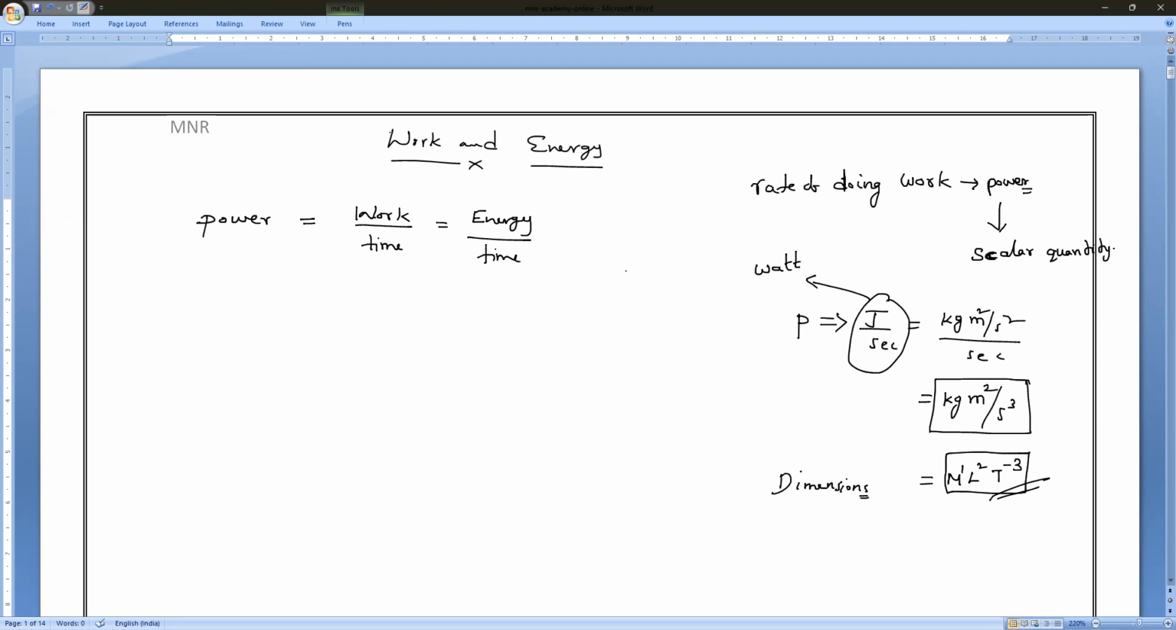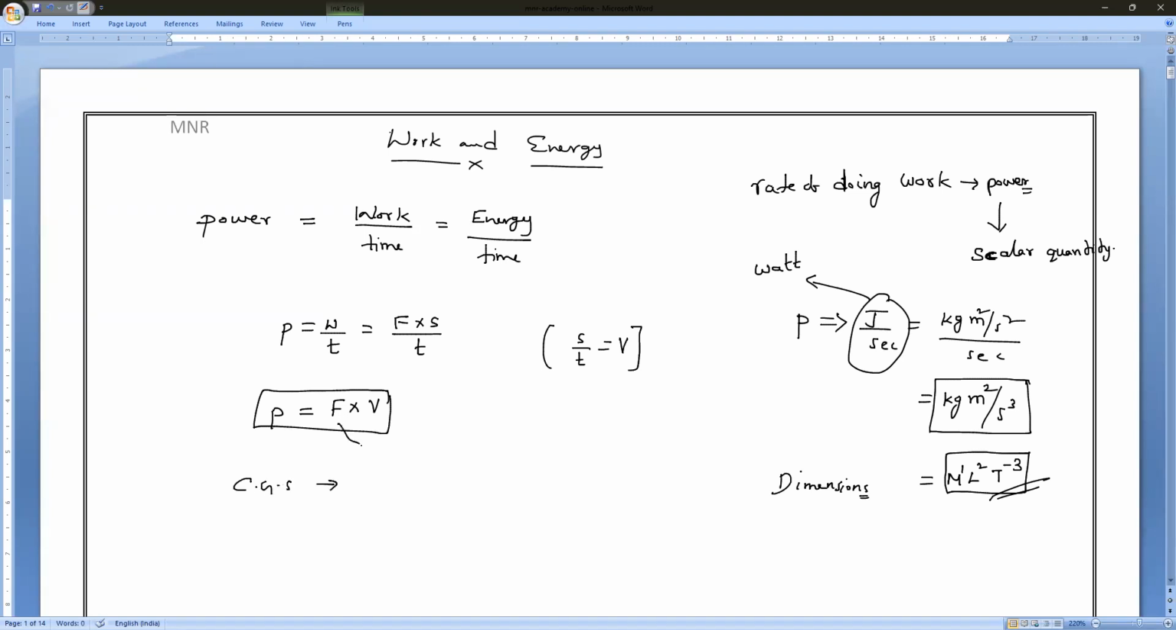Clear? Now if you all observe, we know that power P is equal to work done by time, or work by time, or energy by time. Work means force into displacement, divided by time. We know that displacement by time is equal to what? Velocity. So power P is equal to force into velocity, F into V. What are the units, everybody?